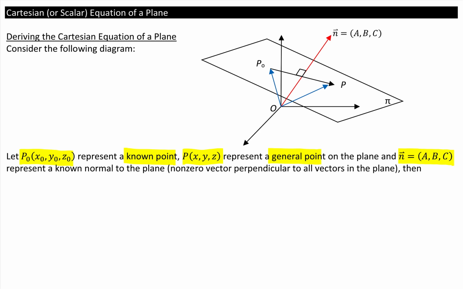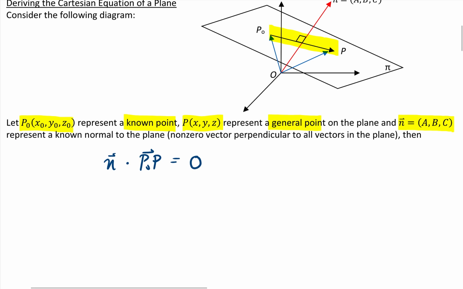Well, let's take a look at what happens if I dot this normal vector with P0P, or vector P0P. That's this one right here. So I'm going to take the normal N, and I'm going to dot it with vector P0P. And if I do that, I should end up with 0, because the vector N, or the normal, is perpendicular to all vectors in the plane, and P0 and P are 2 points in this plane.